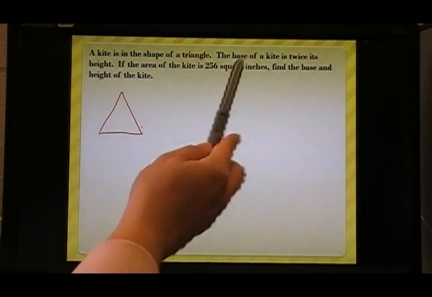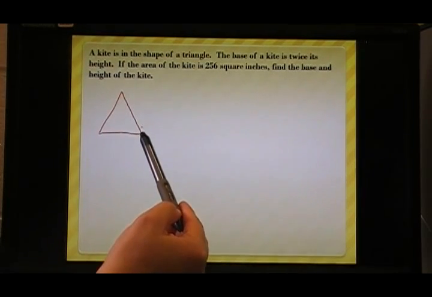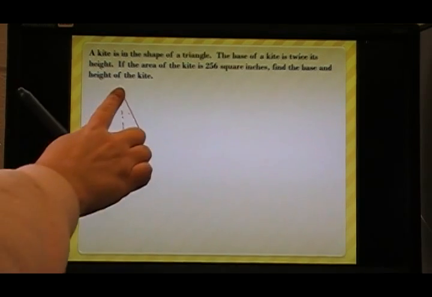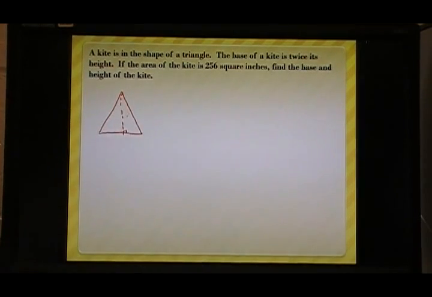We're also told that the base of this kite, or the base of this triangle, is twice the height. So I'm going to somehow talk about that algebraically. So height is here, this is height, this is base. This is twice this. So if I let x be the height, then the base is going to be 2 times that. Okay?